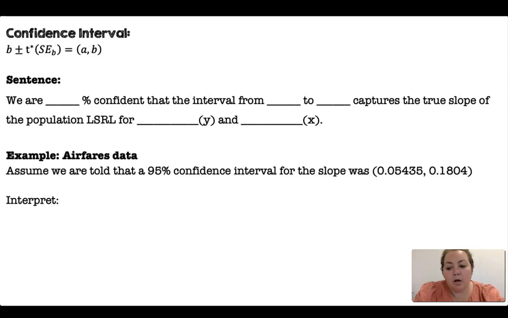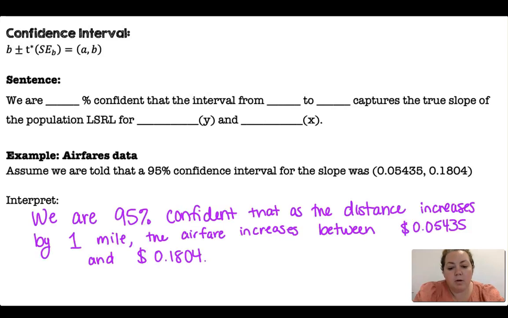An example, assume we are told that a 95% confidence interval for the slope is 0.05435 to 0.1804. This is from airlines data. So we are 95% confident that as the distance increases by 1 mile, the airfare increases by $0.05435 to $0.1804.